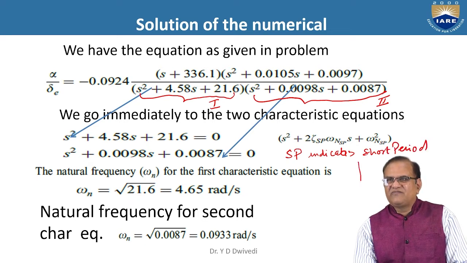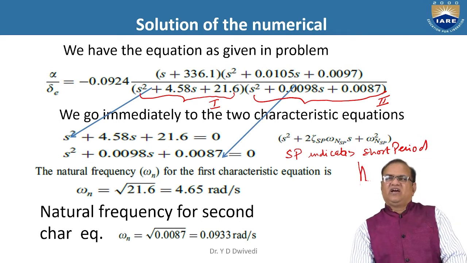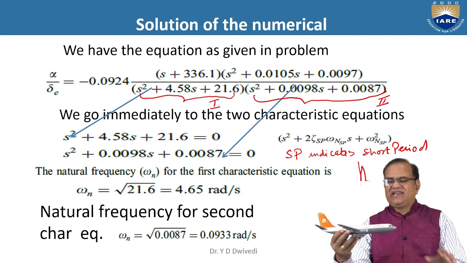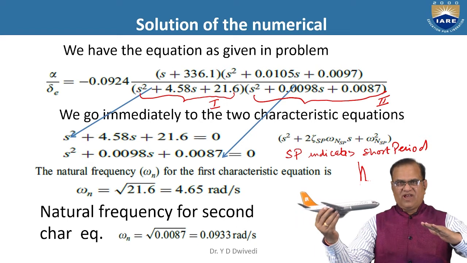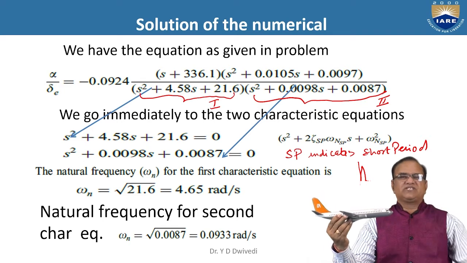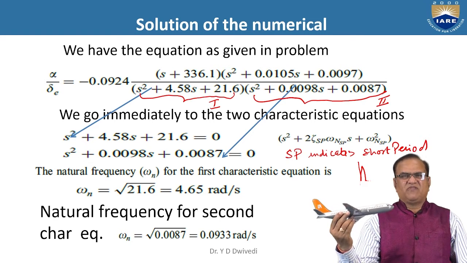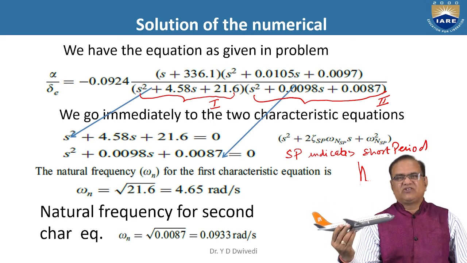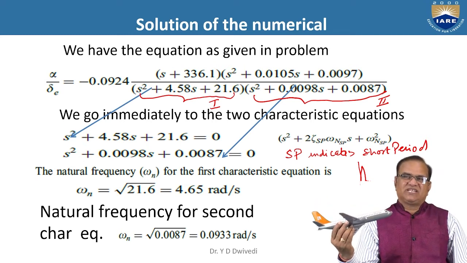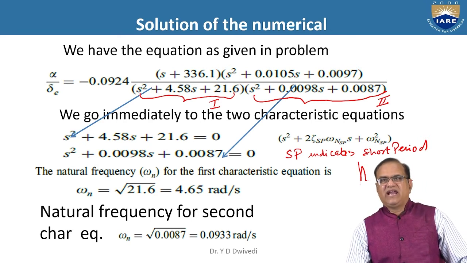If I disturb from here like this, no problem, within no time it is vibrating like this. The short period means the aircraft is flying and you disturb it like this, it will oscillate and come back within a fraction of a second to its equilibrium position with a fast oscillation. Oscillation will be there, but very fast and quick. This type of condition is called the short period mode. So now we have to solve these equations and find out omega n and zeta.